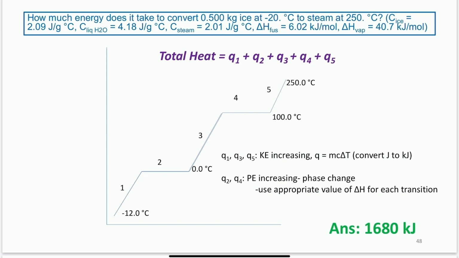How much energy does it take to convert 0.5 kilograms of ice at negative 20 degrees C to steam at 250 degrees C? I give you the specific heat of ice, specific heat of liquid water, specific heat of steam, delta H of fusion, and delta H vaporization. This is actually worked out in the additional practice video if you'd like to see it there. But otherwise, if you add it up, the answer is 1680 kilojoules. So I want you to go ahead and work on this on your own, or if you want to see the key, it is under the additional practice as well.